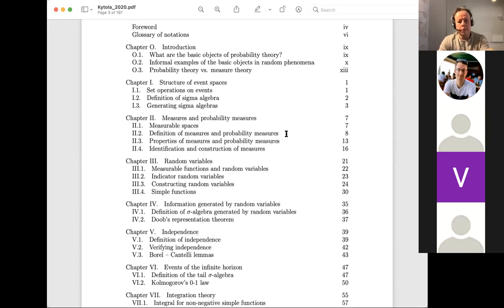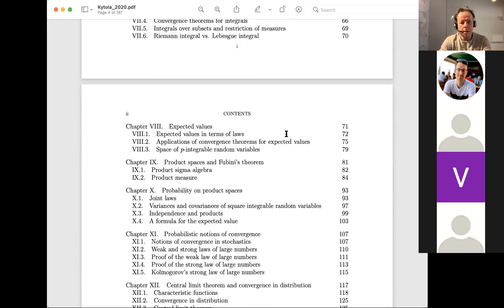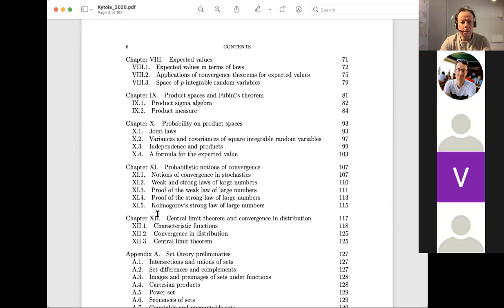Then the lecture notes have chapters, and if we look at how many there are, there are 12 chapters. Why 12? Because we have 12 lectures to go. So there's one chapter, one lecture. And that's the rhythm of the course. And that's how we are going to go.